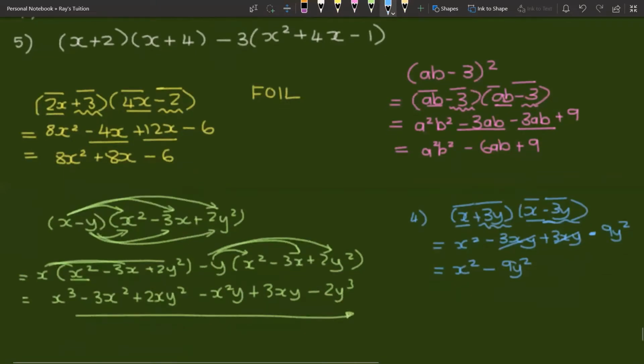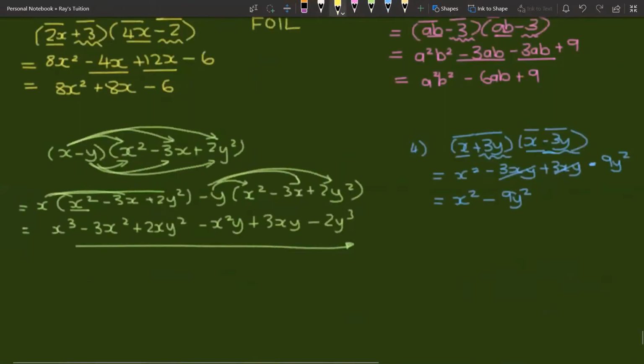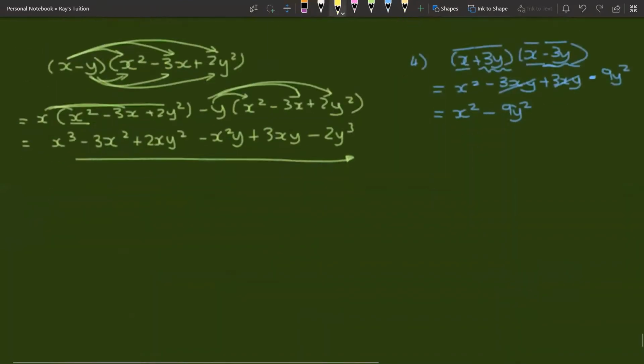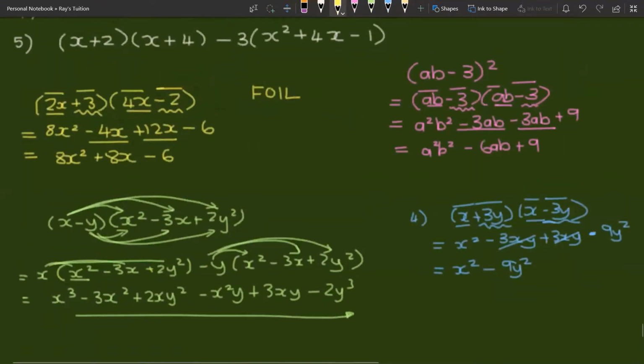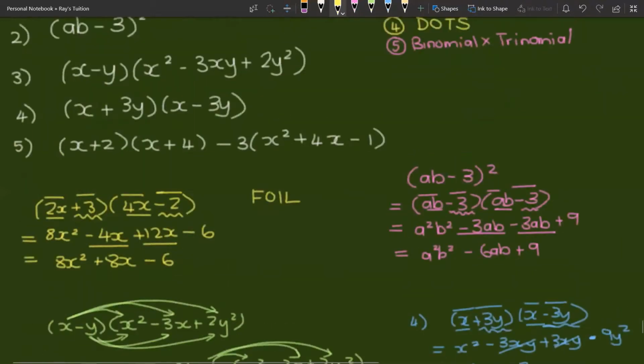And then let's do the final one, and the final one is a mixture of more than one type, and that's more realistic for the exam type questions. So we have x plus 2 times x plus 4, and then we have minus 3 times x squared plus 4x minus 1.